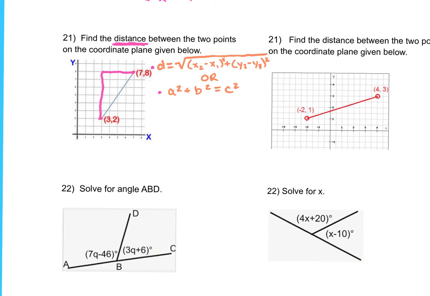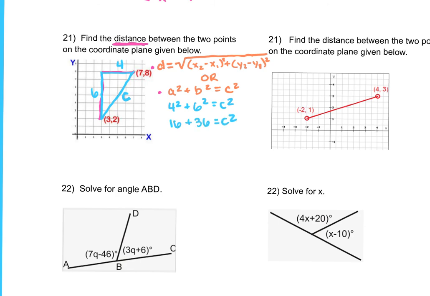So we can count horizontally 1, 2, 3, 4, and then vertically 1, 2, 3, 4, 5, 6. And now we cannot count diagonal distances. So this is going to be our hypotenuse C. So we're going to plug those values 4 and 6 into this equation and solve. So 4 squared is 16 and 6 squared is 36.